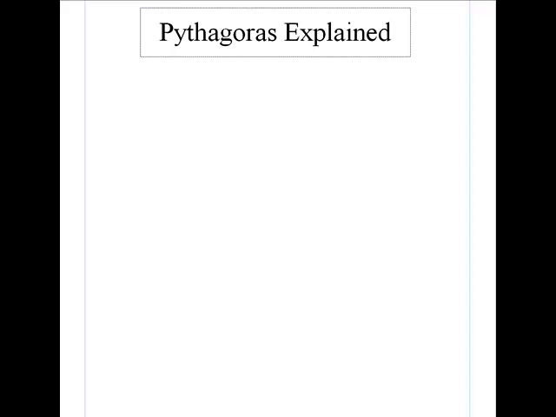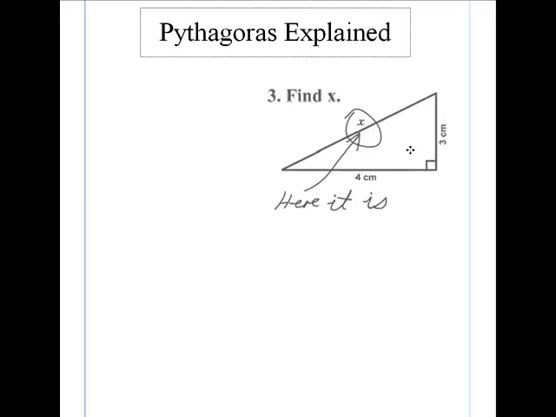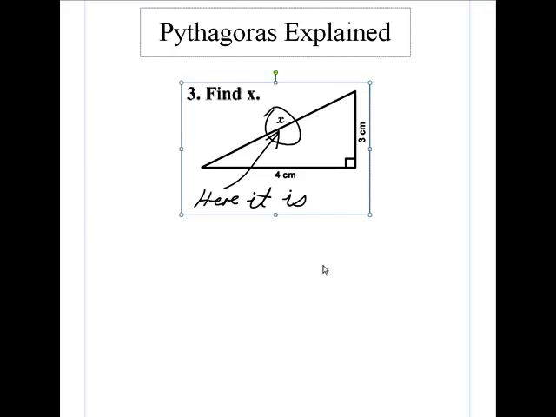Here is a short video to explain Pythagoras' theorem. This is an example of an exam question for Pythagoras' theorem. And no doubt we can see the problem here is this is not the answer.